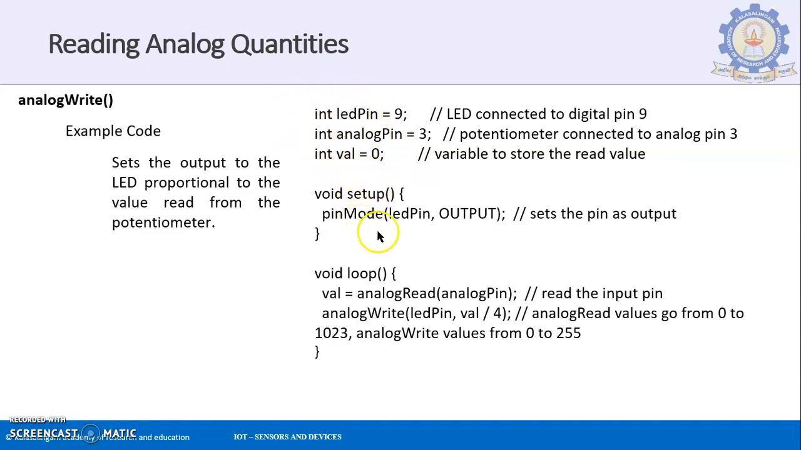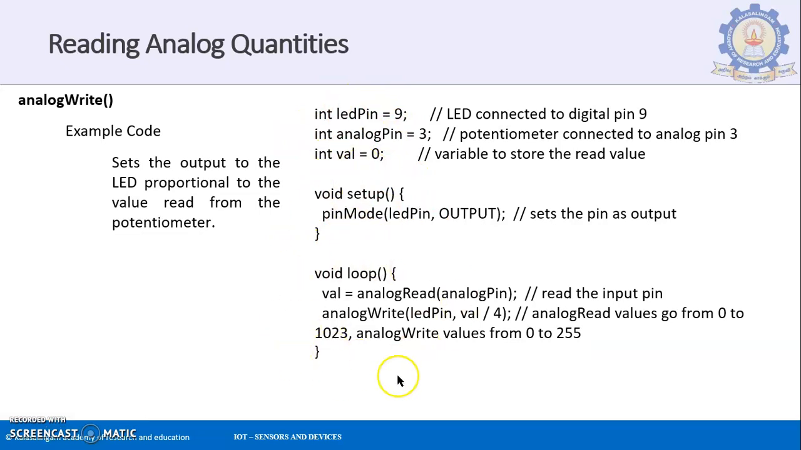As I told you, I am declaring this LED pin as pin number 9. So pinMode with LED pin comma OUTPUT: pin 9 is my output, which is my LED. So the one-time execution and the initialization part are over.